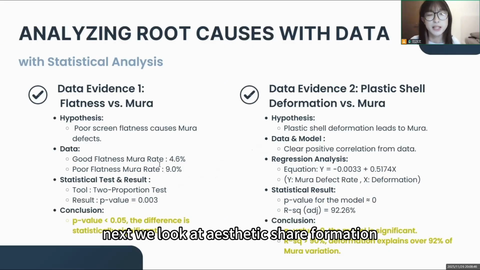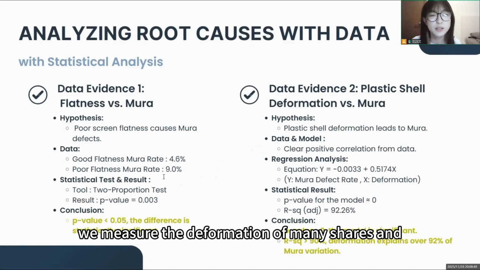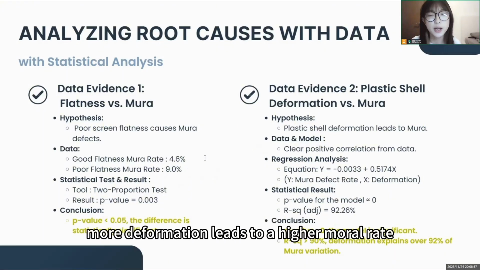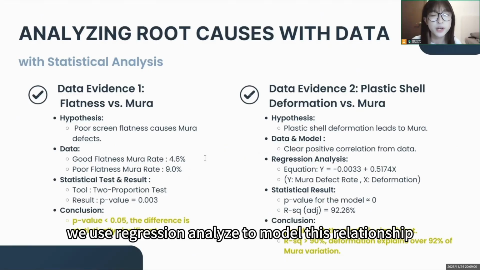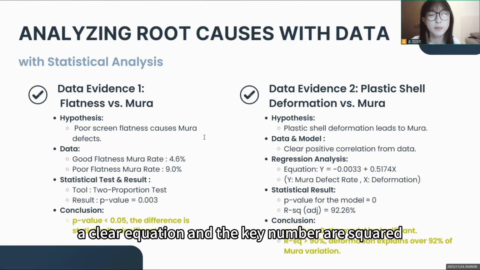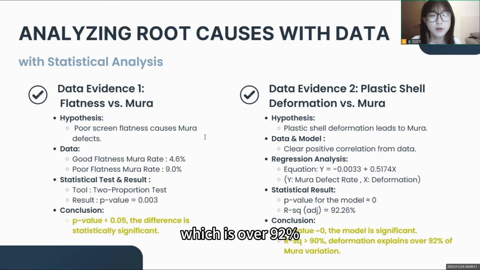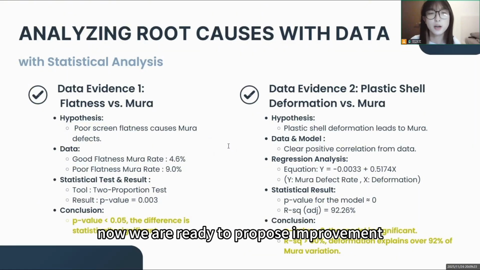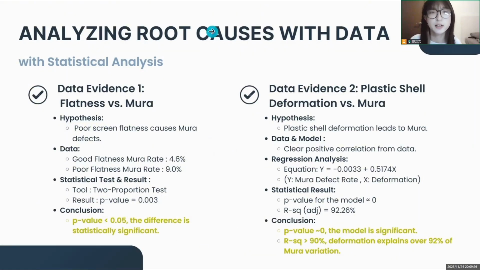Next, we look at plastic shear deformation. We measure the deformation of many shears and check their mirror rate. We saw a clear trend. More deformation leads to a higher mirror rate. We use regression analysis to model this relationship. The AI tool gave us a clear equation and the key number R squared, which is over 92%. This is a very strong relationship. So in summary, we have now used data to prove the key root causes. Now we are ready to propose improvements.